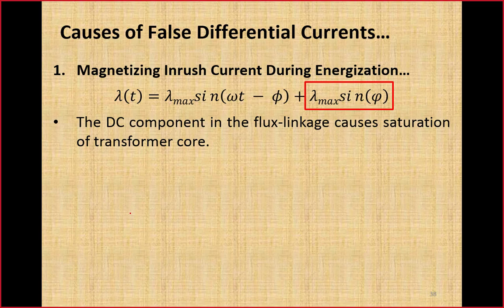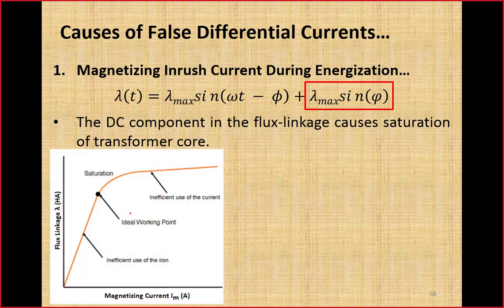Now let's see what is the problem or what happens due to this DC offset in flux linkage. In order to understand this thing, let's discuss the magnetization curve of the transformer core material. And here, as you already know, because you are studying the course of electric machine design, the power transformers are designed near the knee point of the magnetization characteristic of the core. Why do we design the transformer over there?